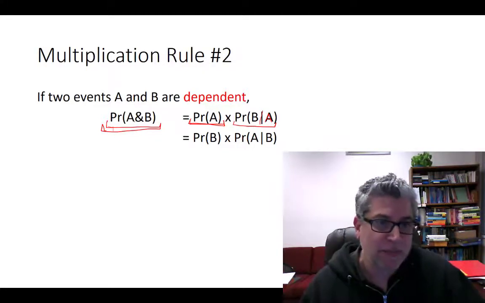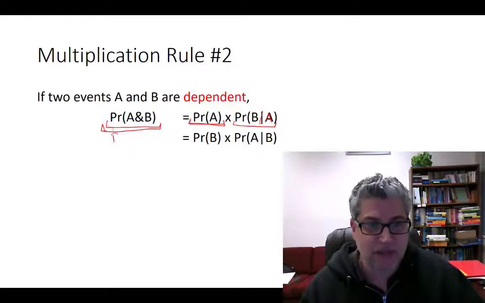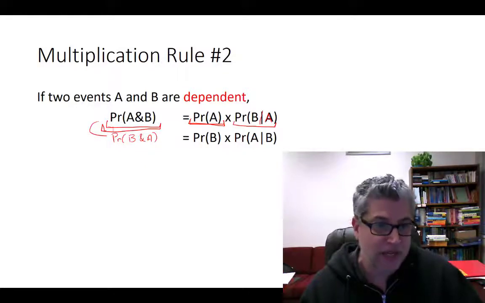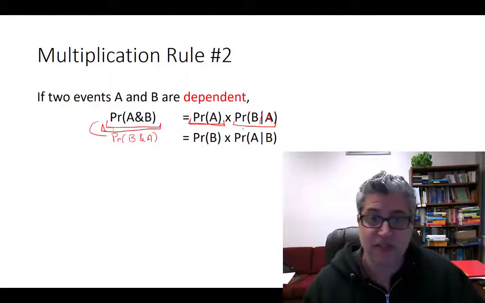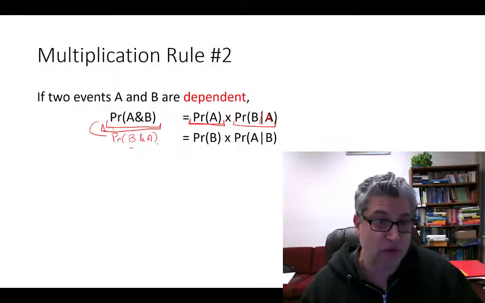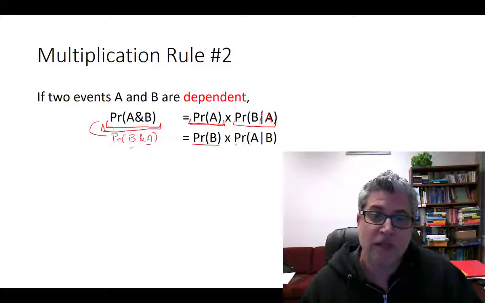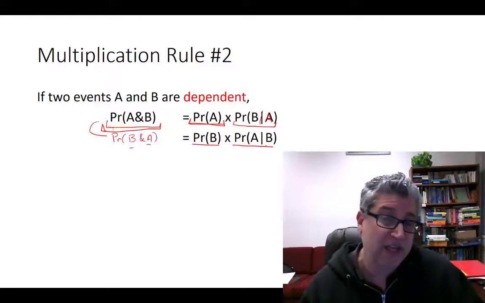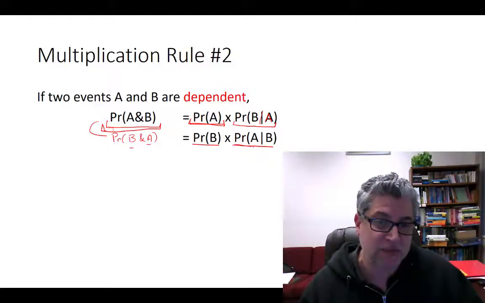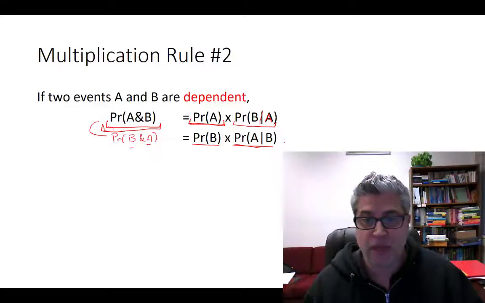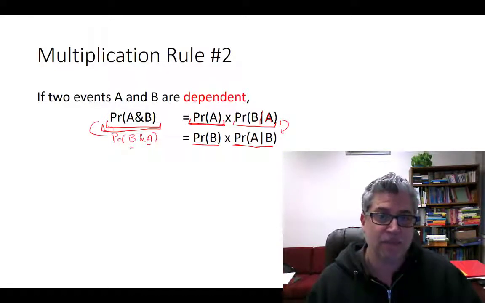Now, since the probability of A and B is the same thing as the probability of B and A, these two things are equal to each other, so I can rewrite this entire formula by flipping the order of A and B. I would get the probability of B times the probability of A conditional on B, this revised probability of A. And so these two right-hand sides are going to be equal to each other.